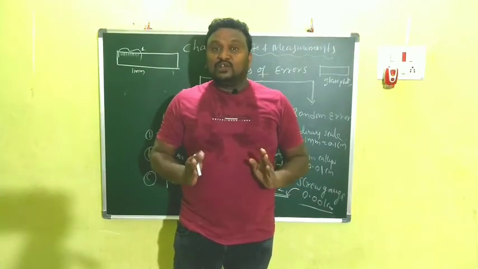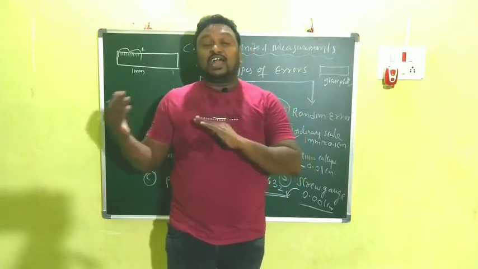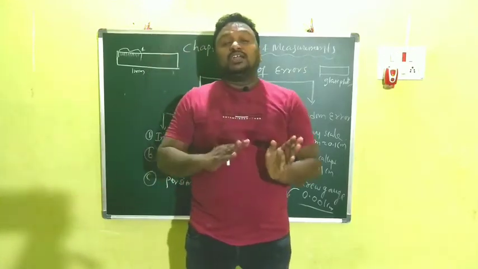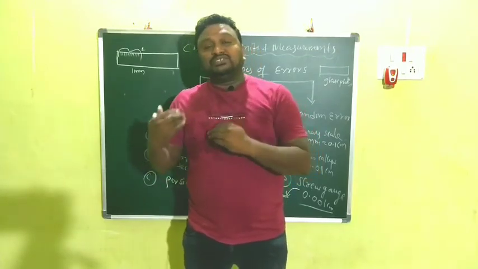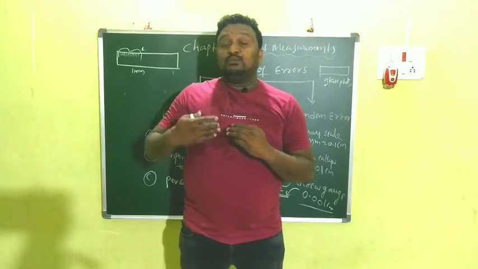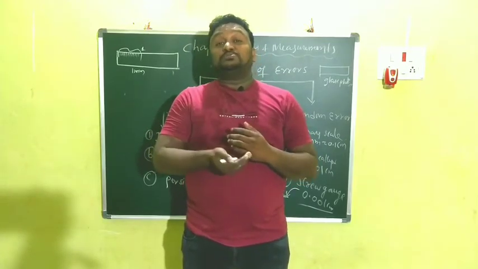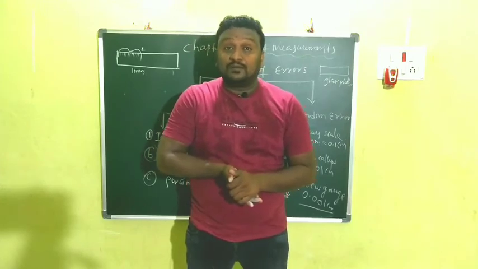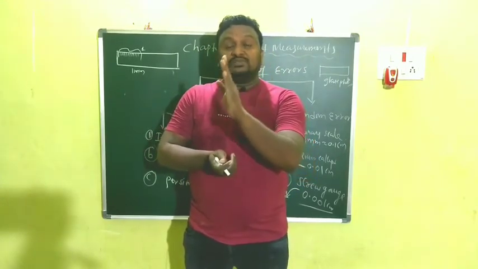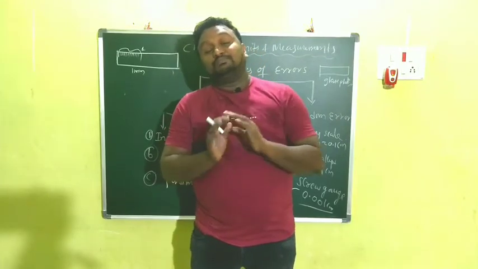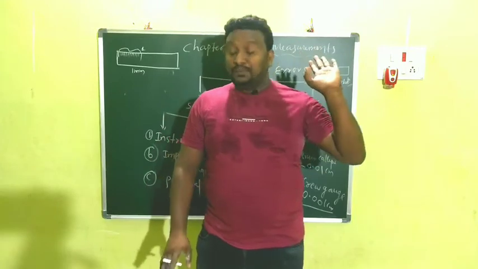Among the measured values, the value which is very close to the true value is called the accurate value, and that has more accuracy. And precision means the least value measured by the instrument in an experiment. So children, this is about accuracy and precision.